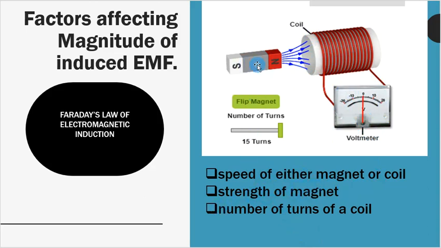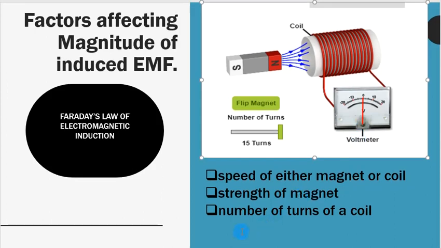If we use a stronger magnet, then more flux will be cut and the EMF produced will increase. If we use a magnet that is weak, then the voltage or the EMF produced will also be reduced.